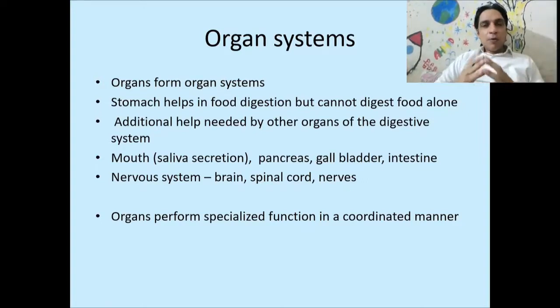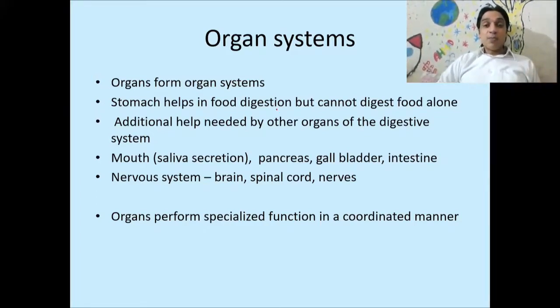For example, our food is not always made up of proteins. It is made up of carbohydrates, fats, salts, water, and other types of minerals as well. So you always need other types of organs in order to consume and digest other types of biomolecules. The job of the stomach is to digest the proteins. So you need someone else who should be able to digest the fats and the carbohydrates. So it requires the support of the other organs.